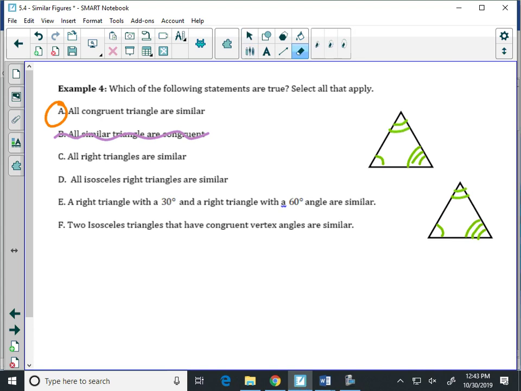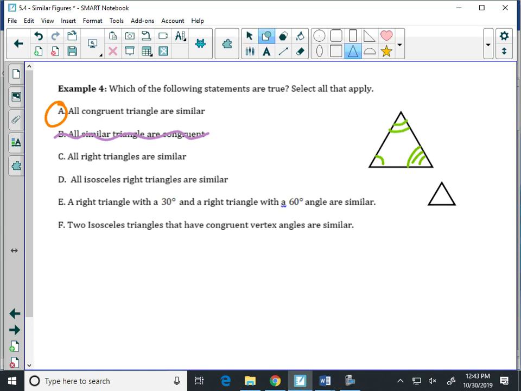Well, if I do a dilation on this figure to make it similar, I'm going to dilate it by a half. Are those the same? No. So similar figures are not congruent, but congruent figures are similar. Their definition. All right triangles are similar.